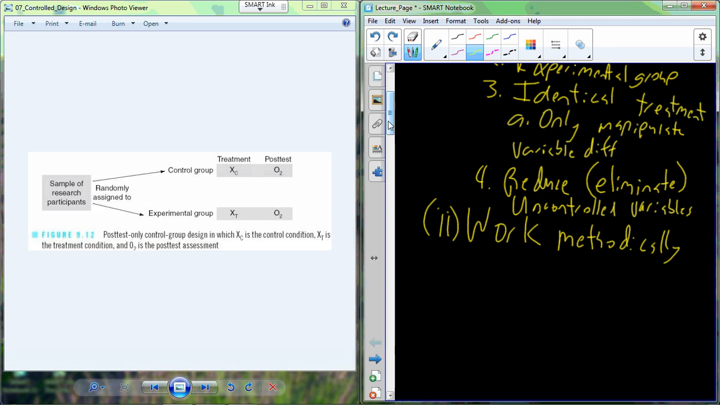So in a good experiment, you work methodically. What that means is if you need to collect data at 11 a.m. or 2 p.m. or 1 a.m., you collect it every single time at that same exact time. You also work organized.